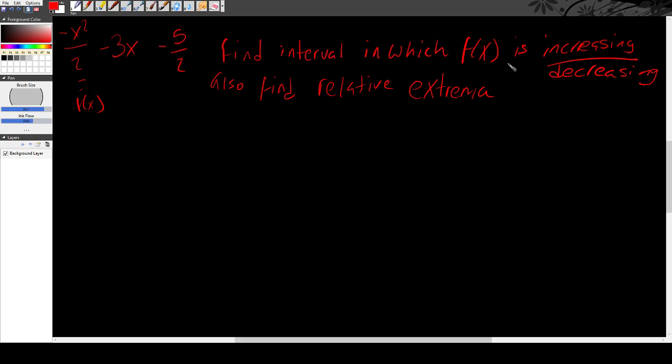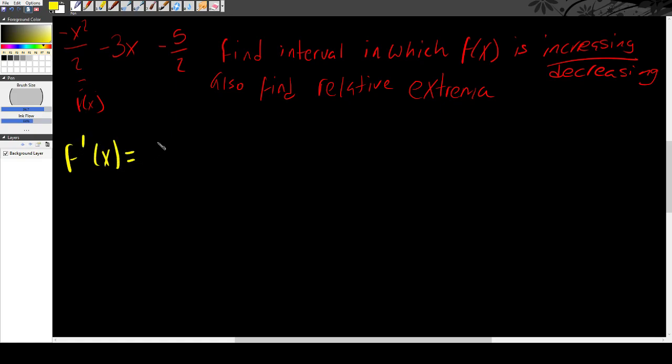Today we're going to find the answer to this question: find the interval in which f of x is increasing or decreasing, considering it could be either. Once we get into the problem, we'll see, and find the relative extrema. So this is our f of x. With these types of problems, the first thing you want to do is find f prime of x.